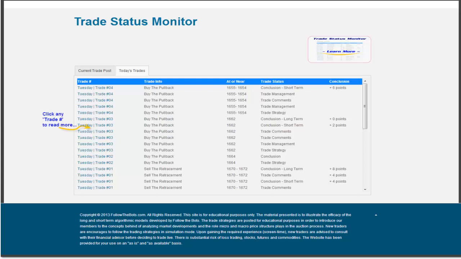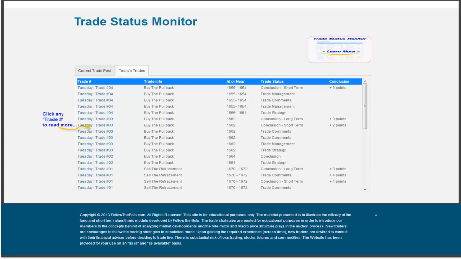Every day on the website, we will be adding a daily market recap. The focus of the daily market recap is to go over the market structure for that particular day. In addition to the daily market recap, we're going to add a review of the trading strategies.